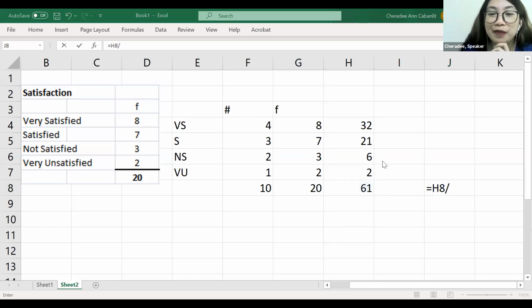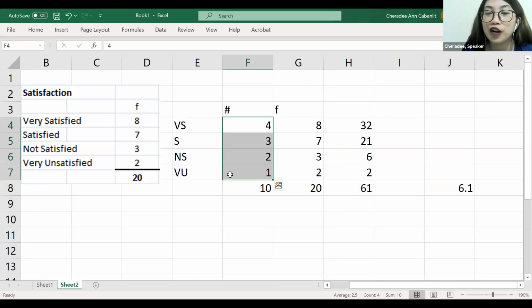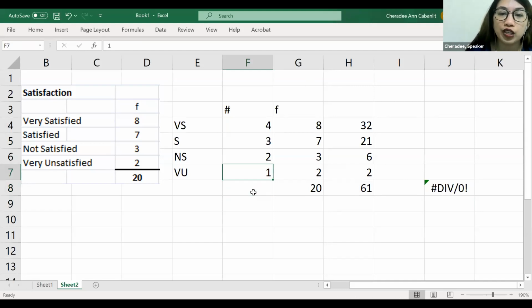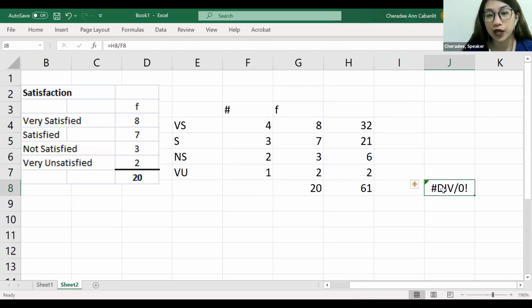Alright, again, let's try 10. Okay, 10. The answer is 6.1. Where in the graph is 6.1? None, right? Your scores are only 1, 2, 3, 4. So you should not use the 10 here because the 10 only represents the categories you assigned to very satisfied, satisfied, not satisfied, and very unsatisfied. So you should divide it by the number of respondents.